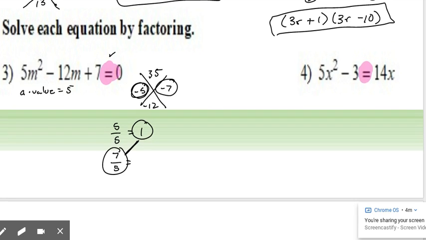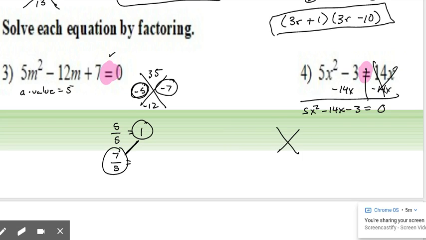For number 4, we're going to have to make this equal to 0 first. So minus 14x on both sides. That's 0. So I get 5x squared minus 14x minus 3 equals 0. Okay, well, let's get our magic numbers. Multiplies to be negative 15, adds up to be negative 14, and it's actually 1 and negative 15. So again, opposite divided by the a value.